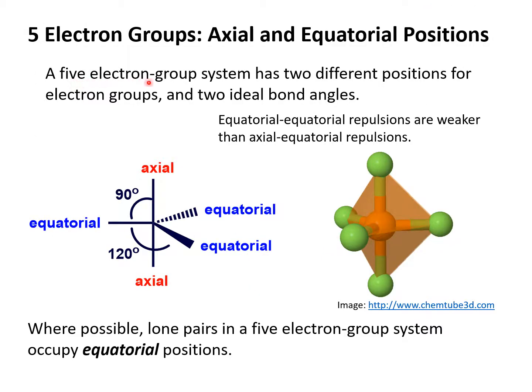The 5 electron group system has 2 different positions for the electron groups: axial, which is located above and below the plane, and equatorial, which is located entirely within the plane. The bond angle between the axial and the equatorial positions is 90 degrees, whereas the bond angle between the atoms located entirely within the equatorial plane is 120 degrees. And if lone pair electrons are present in the 5 electron group system, they will occupy the equatorial positions in order to minimize the repulsions between the atoms in the molecule.